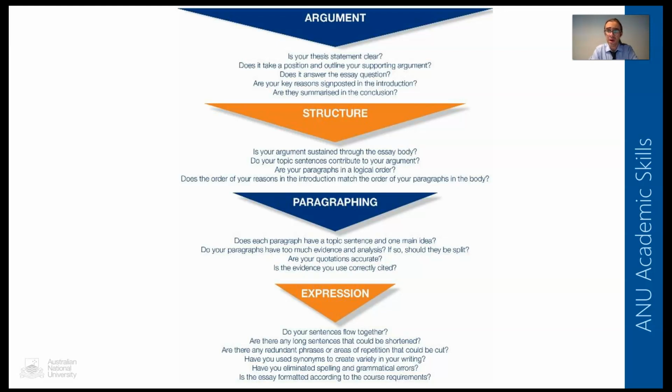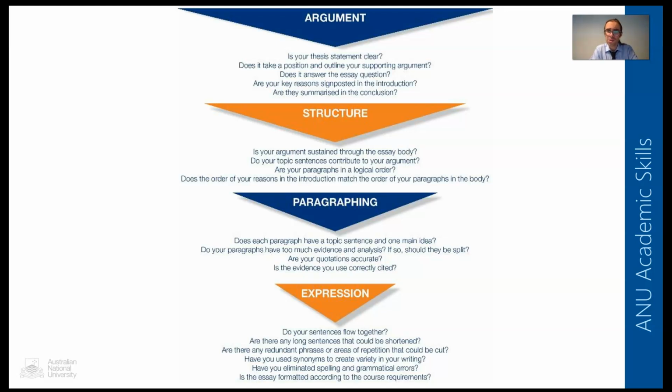Thirdly, look at your paragraphing. Make sure that each paragraph has topic sentence, evidence and examples, linking and summarizing, and that your introduction and conclusion also have all the required ingredients. And finally, focus on your expression. Have you expressed yourself clearly? Are there errors that will disrupt the reading process for your reader and assessor?